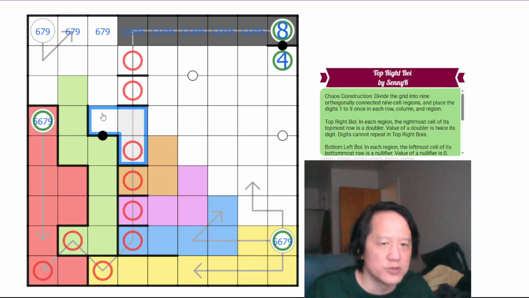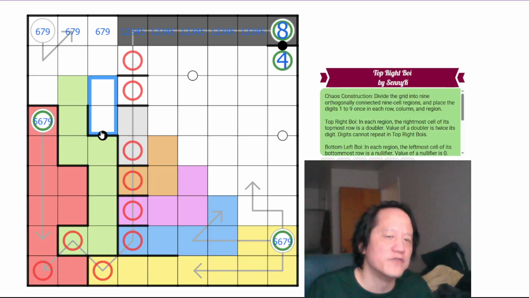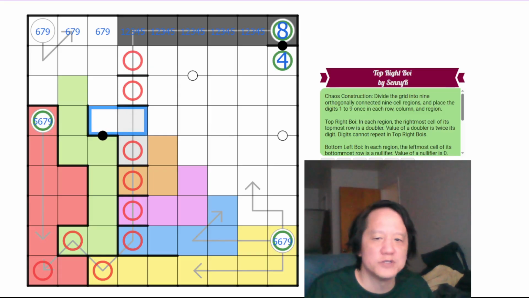This almost certainly has to go from this way, because otherwise this would have a bottom left boy going this way, or it would be on here, if it were connecting here. So this has to connect to here, because there's no other place to go. It has to go to here. And these are separate regions.